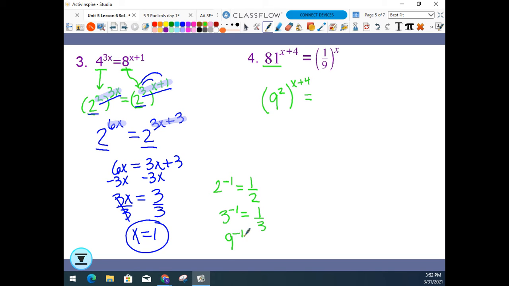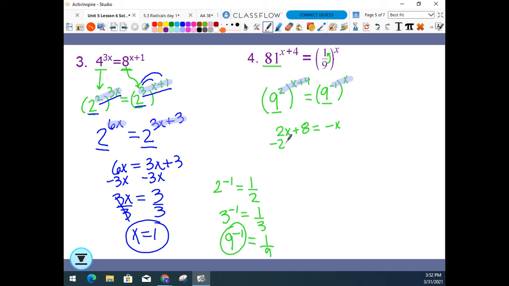What is 9 to the negative 1? 1 over 9. So notice I have 1 over 9, but I could rewrite it, move it to the top, which means the exponent becomes negative. So anytime you have to move a base into the numerator, you need to make the exponent negative. Now my bases are matched, so now I need to distribute, multiply the exponents. 2 times x, 2 times 4, so distribute the 2, equals negative 1 times x.